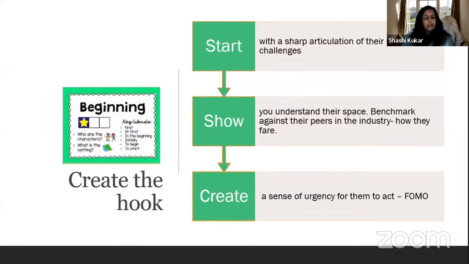Next, show the resonance, that you understand their space, right? Give them a feeling that you understand that space so much better than them, and if not, at least as much as them. And the challenges that are there within their value chain, their hot buttons, what could really be those pain points that they are really struggling with. And that really creates the aha moment. Ah, yes, they understand me, right?